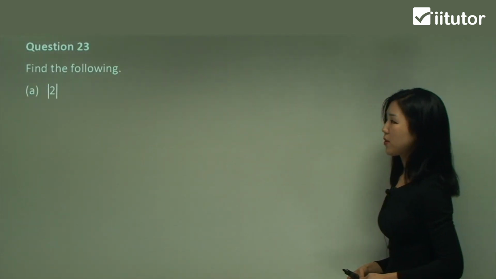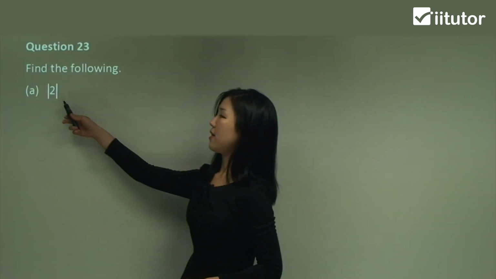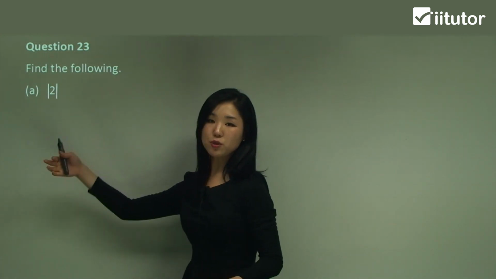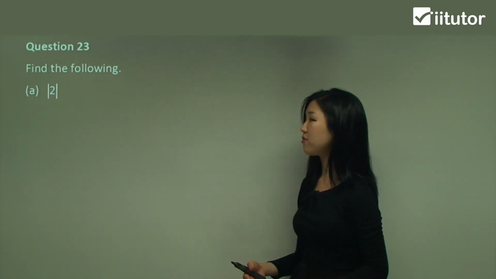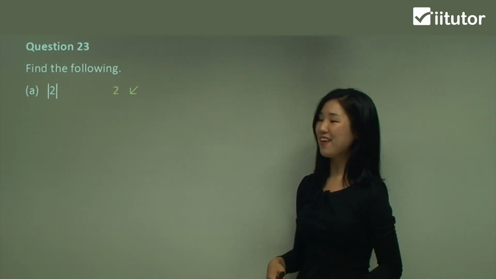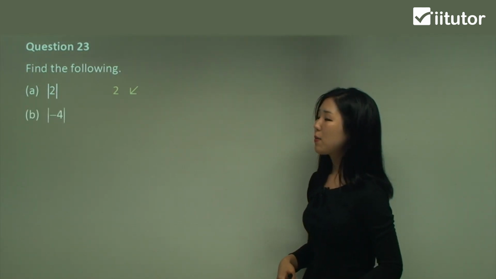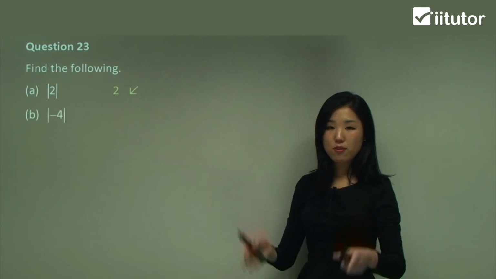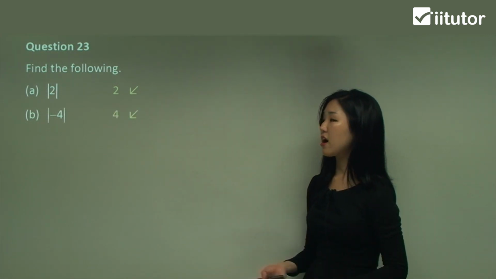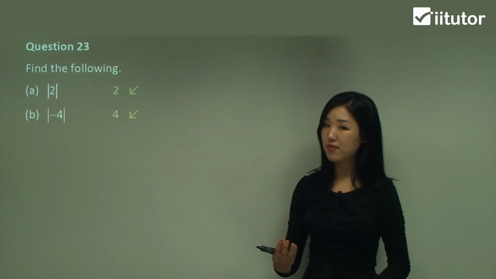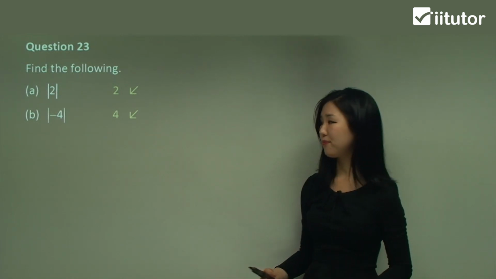So let's try question 23. Find the following. Absolute value of 2. 2 is just a positive number, so absolute value of 2 is also just 2. Okay, so there's nothing you have to change. What about -4? If I put absolute bars around -4, the outcome becomes +4. So even if it's negative, it turns out to be positive.